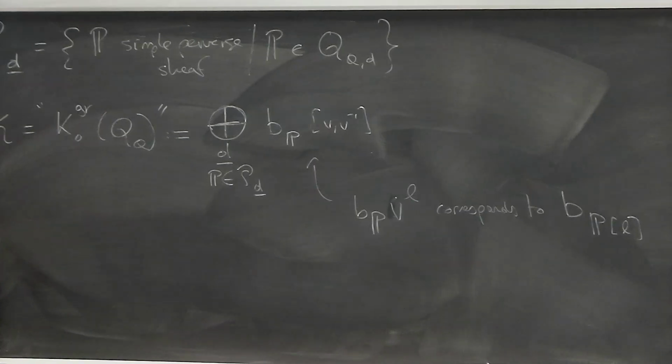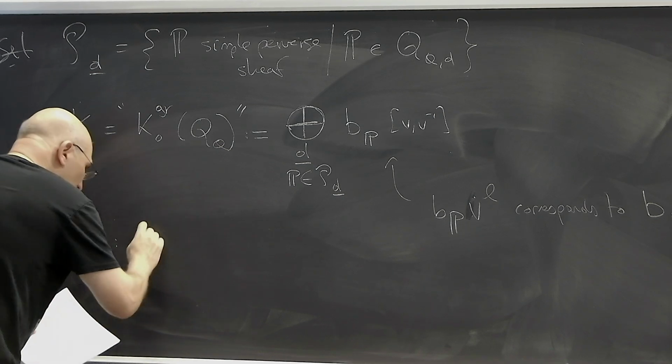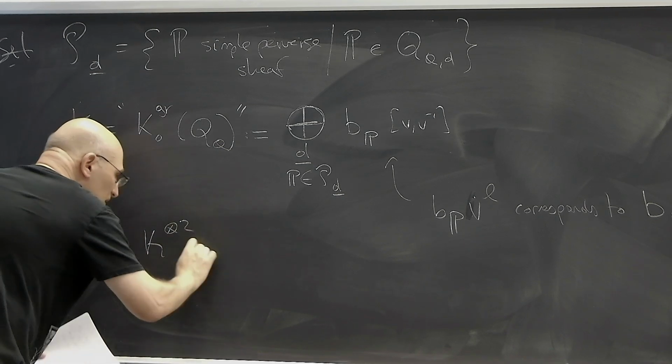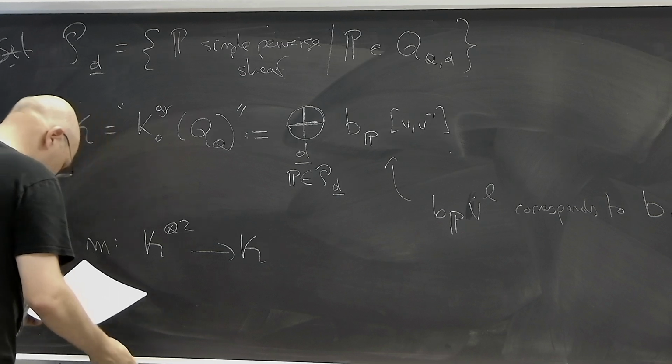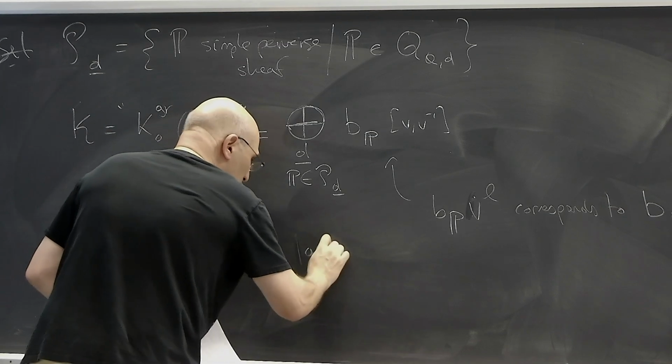And now I have a multiplication from K times K to K. K has an algebra structure, an associative algebra.